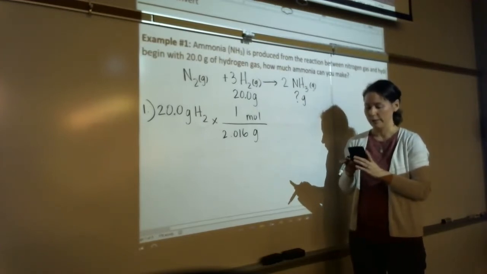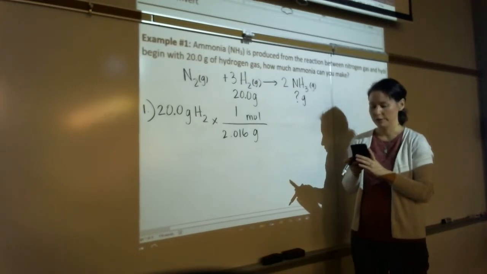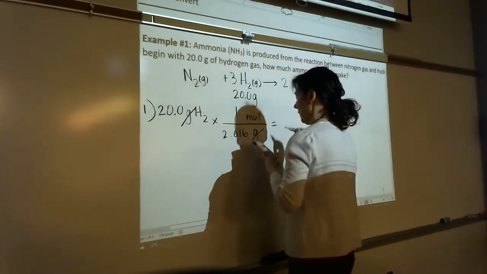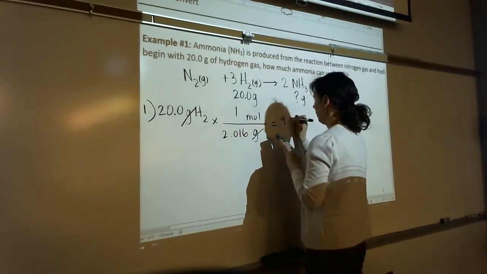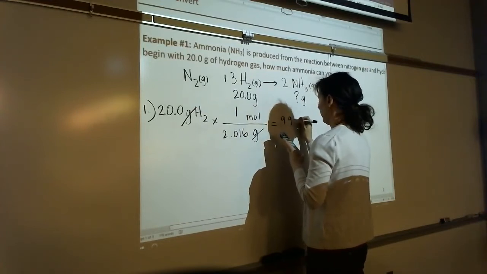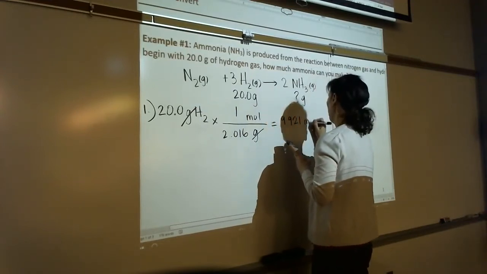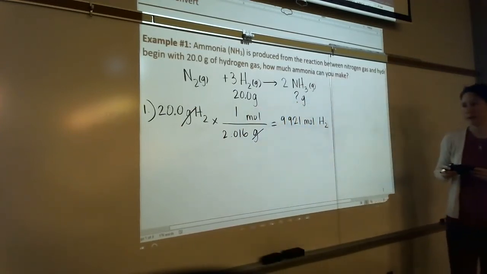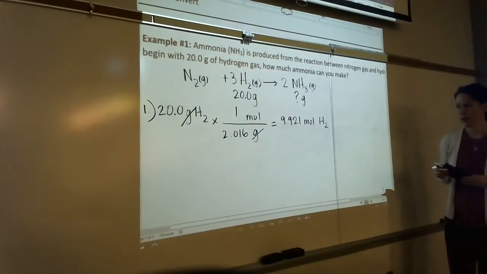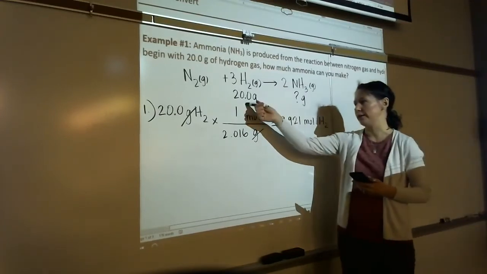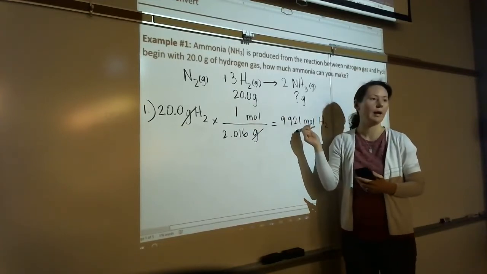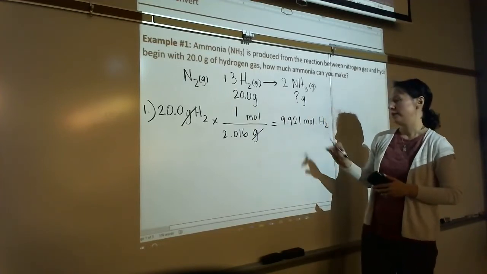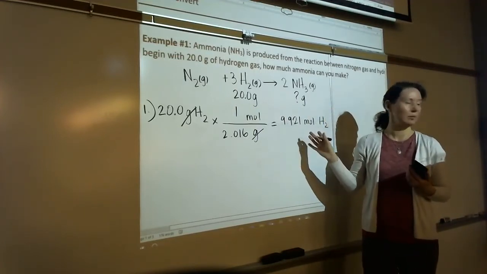So 20 divided by 2.016. Grams cancel. Left in moles. So that gives me, let's just say 9.921 moles H2. Carry out extra decimal places, round at the end. Because if my final answer is going to need 3 sig figs, I should have at least 4 in my rounding steps. Okay, because then I'll round at the very end. So that's step 1. Everybody good with this? This is just grams to moles.